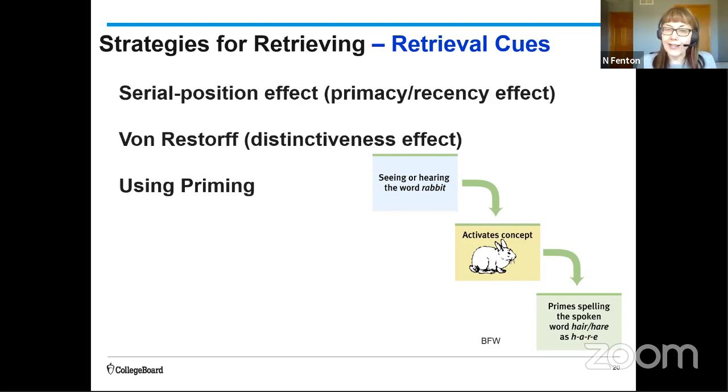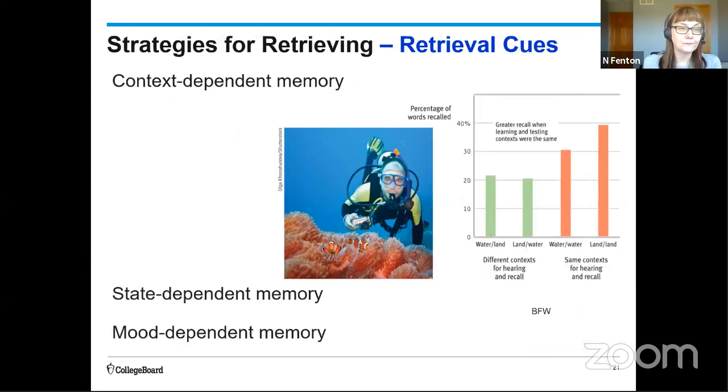That's activating the concept, and you're going to have this implicit memory of hearing the word rabbit. Then later they asked them to spell a word that was said out loud. They said the word hare. Participants were more likely to spell it H-A-R-E, connecting it to another word for rabbit, rather than the more commonly used word hair, H-A-I-R, because of priming.